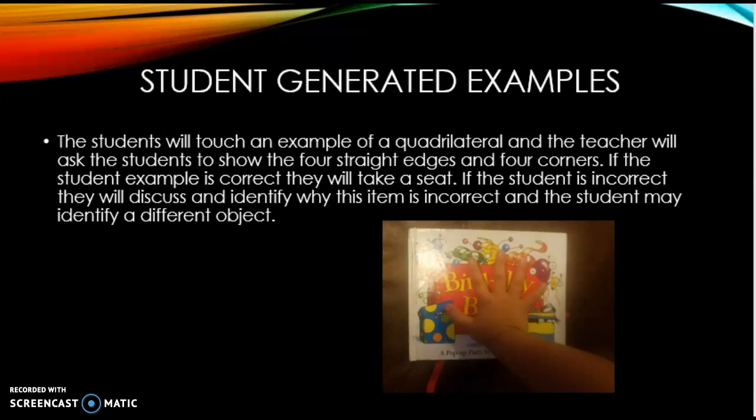The students will touch an example of a quadrilateral, and the teacher will ask the students to show the 4 straight edges and 4 corners. If the student example is correct, they will take a seat. If the student is incorrect, they will discuss and identify why the item is incorrect, and the student may identify a different object.